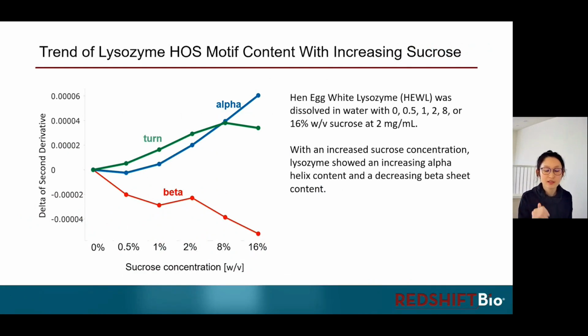So our first observation was that lysozyme, being an alpha helix rich protein, increased its alpha helix content, which is its native structure, with the increase of sucrose concentration, and decreased its beta sheet content with the increase of sucrose concentration. It also showed an increasing trend in beta turn from 0 to 8% sucrose, but then it dropped a little bit at 16% sucrose.